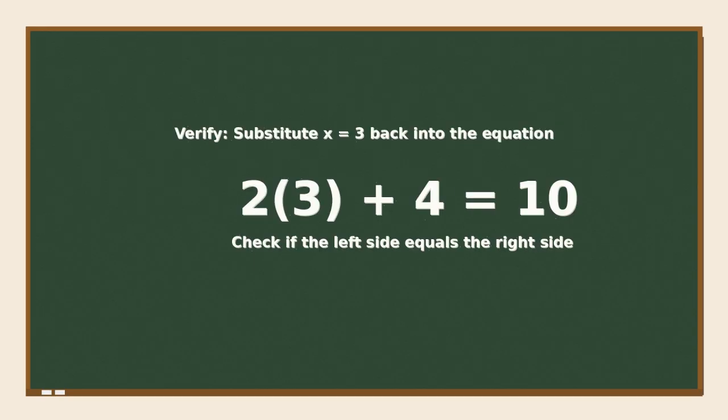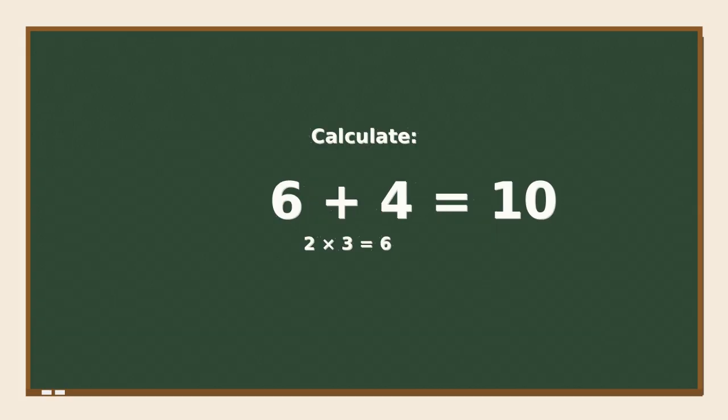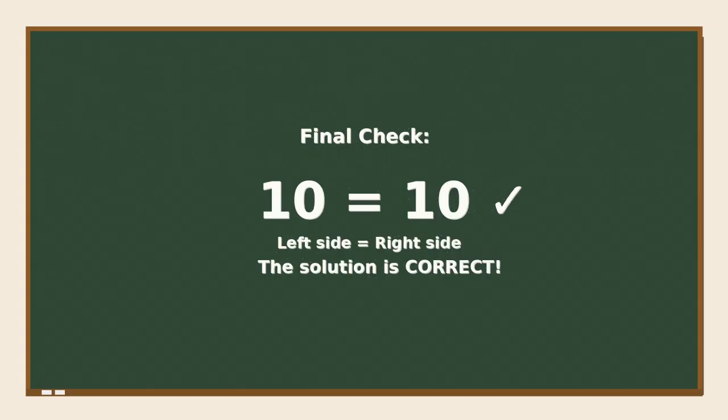But wait, we always verify. Let's substitute back. 2 times 3 plus 4. 2 times 3 is 6. 6 plus 4 equals 10. 10 equals 10. Check, check, double check.